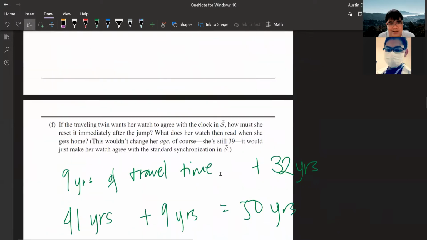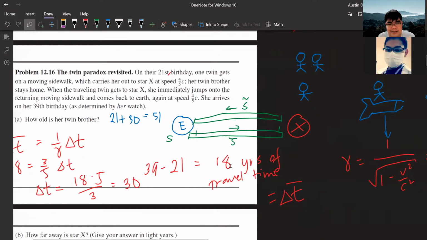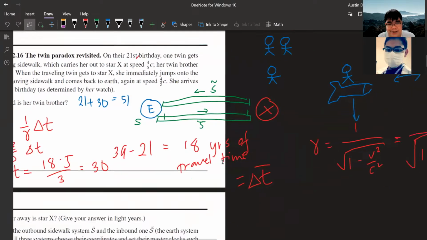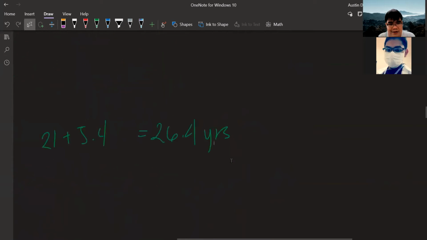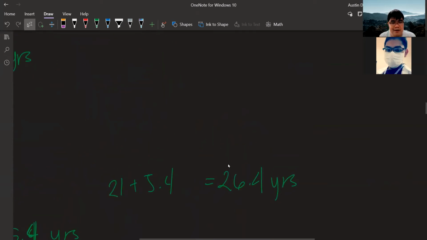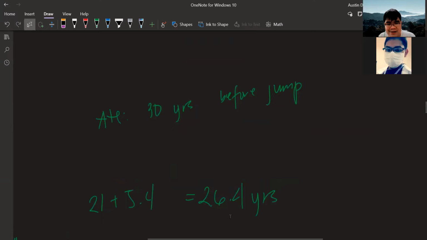Okay? Okay, and this, natuwa dito yung ate girl kasi tama naman na in her POV, gano'n siya katanda nung pagdating niya sa Star X. Gano'n siya katanda pagdating niya sa Star X. 21 plus 9. So, dapat 30 years old siya. 30 years old before jump. Okay? Jump.